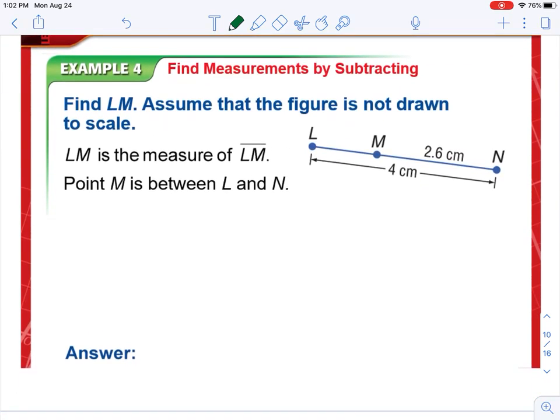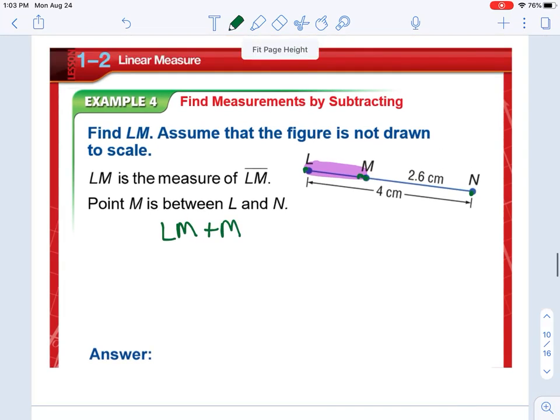Now we have to think backwards a little bit. Find LM. That's one of our partial segments. Assume it's not drawn to scale. LM is the measure of segment LM. Point M is between L and N. So I'm going to go ahead and actually write this one all the way out. LM plus MN equals LN. I'll replace what I know for each of these. MN equals 2.6. LN equals 4.